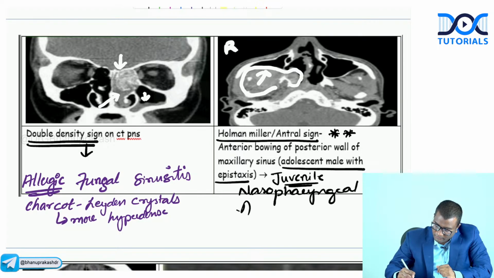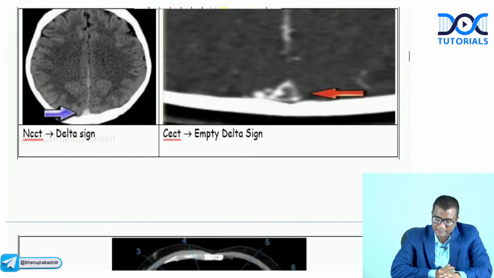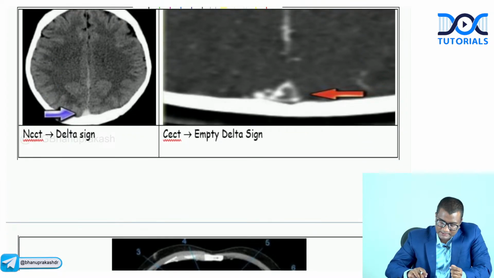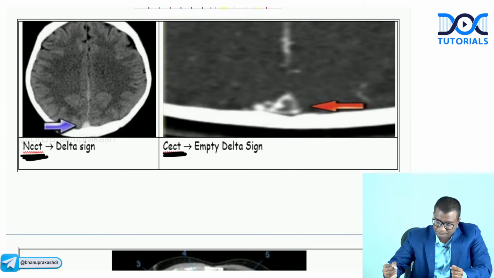Nasopharyngeal angiofibroma, epistaxis, right? Vascular angiofibroma, right? So this is about Holman-Miller sign. Next thing. These are CT scan images. This is a plain CT and this is a contrast CT.